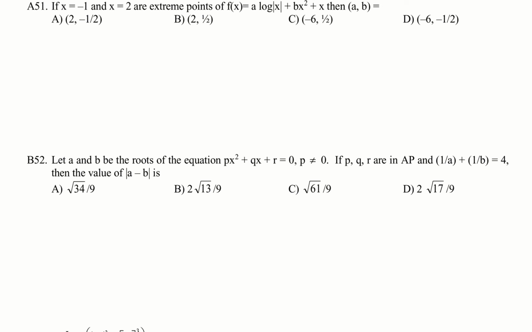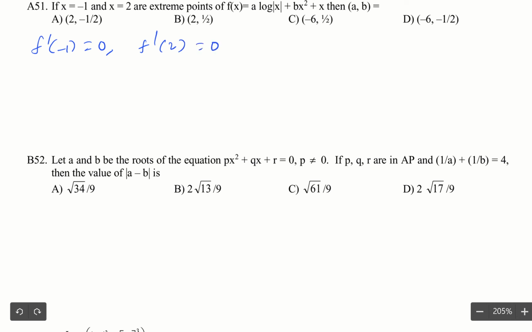See, the given function is differentiable. We know that if a function is differentiable and if it has extreme points, at those points the derivative is 0. Therefore, we have f'(-1) = 0 and f'(2) = 0. Now, let's go for f'(x). It's a/x + 2bx + 1.